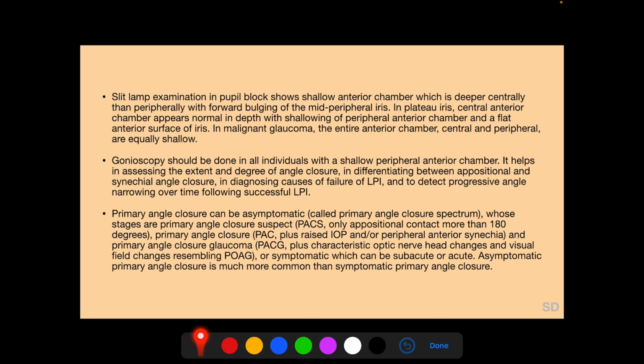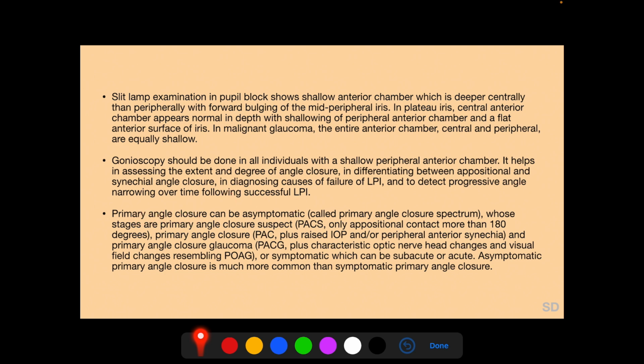Gonioscopy should be done in all individuals with a shallow peripheral anterior chamber. It helps in assessing the extent and degree of angle closure, in differentiating between appositional and synechial angle closure, in diagnosing causes of failure of LPI, and to detect progressive angle narrowing over time following successful LPI.